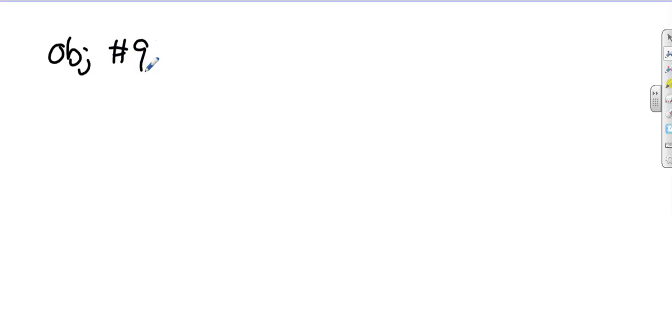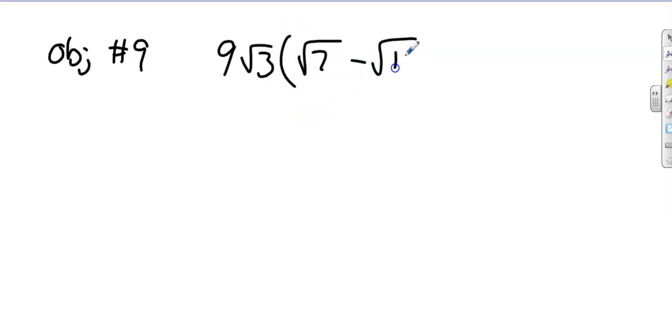Alright, objective 9 is just more distributive property. But this one, then they kind of bump it up and say, alright, well now that the numbers start to get a little bit bigger, you might have some stuff you can simplify. With the numbers we had before, they were all pretty small. We had one that was a whole number and one that was a square root. There isn't much you can do there. If you start getting more square roots, there's probably a good chance that when you start doing distributive property with these, you're probably going to get some things you can simplify.